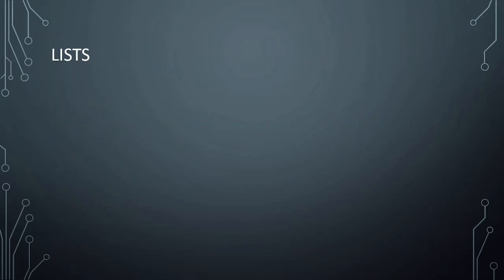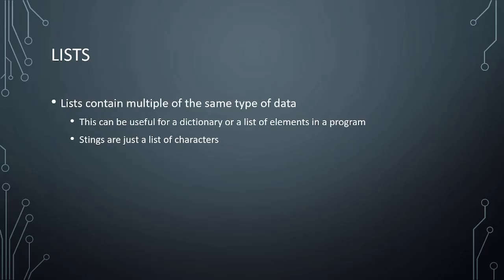So we've already had a quick look at one type of list when we were looking at strings. Lists are a type of variable that can contain the same type of data. So this can be really useful if you've got a dictionary or a list of elements such as characters in a game or positions. So strings are just a type of list specifically to do with characters, but we will be looking at a couple of other types of lists as well.